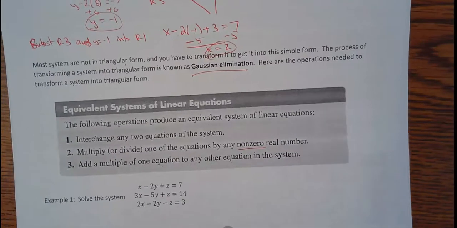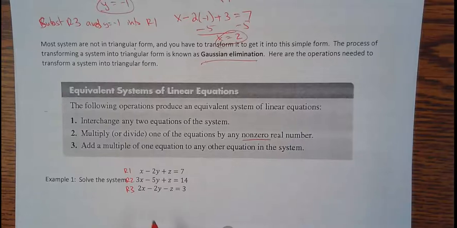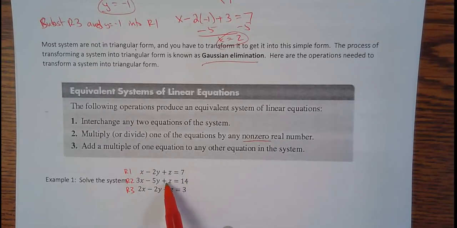Okay, so first off, let's name these. I got row 1, row 2, row 3. Again, my goal is to get triangular form. I want one equation with just z, another equation with y's and z's, and a third equation with x, y, and z on top.